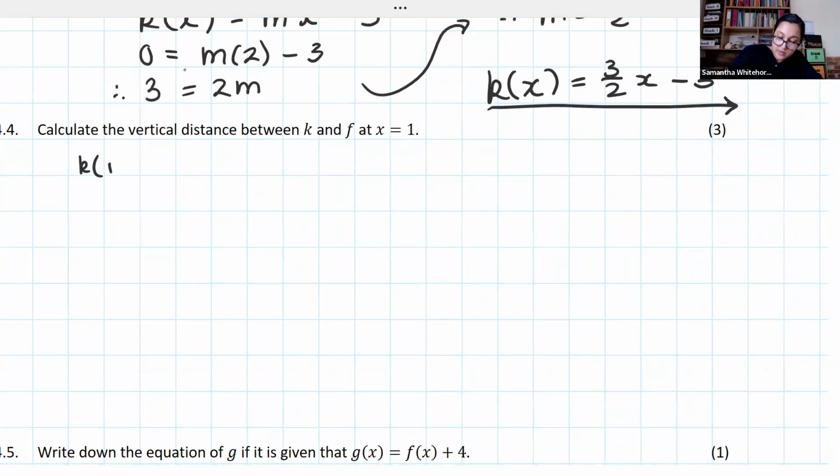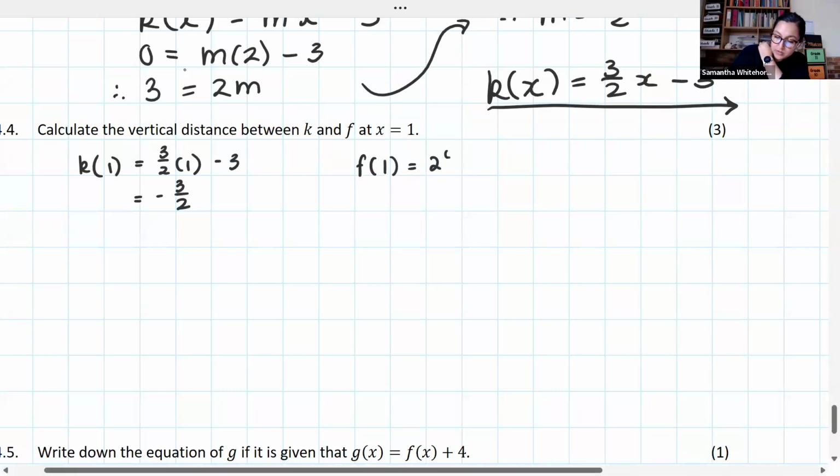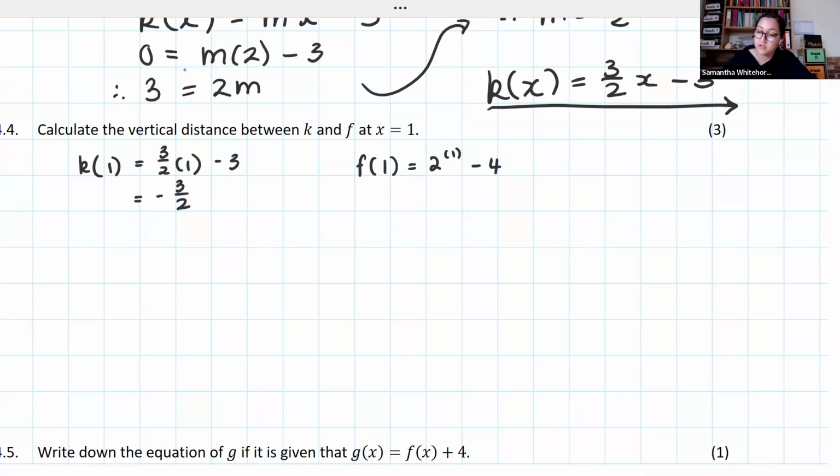And we're now looking for k where x is 1, which is equal to 3 over 2 times 1 minus 3, which gives us negative 3 over 2, because 1.5 minus 3 is then negative 1.5. If we now substitute in for f, f of 1 is equal to 2 to the power 1 minus 4. 2 to the power 1 is 2, minus 4 is equal to negative 2. So now we know that for k, the coordinates are 1, negative 1.5, and for f, 1, negative 2.